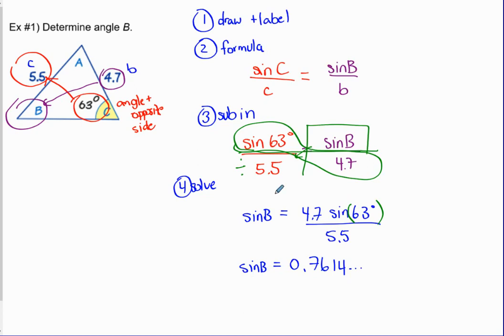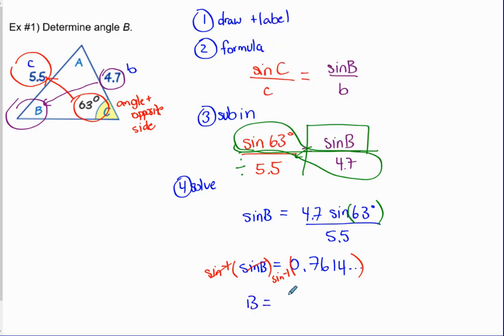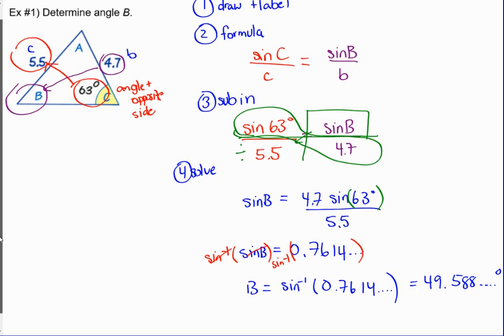So in order to figure out what B actually is, I need to get rid of that sine, and I get rid of it by doing its inverse operation. The inverse of sine is sine to the -1, so that gets rid of that. I just have B left, and what I do to one side, I have to do to the other. So to figure out what my angle B is, it'll be sine to the -1 of 0.7614, whatever that number was that we got from this calculation, and that is 49.588, and so on, degrees.